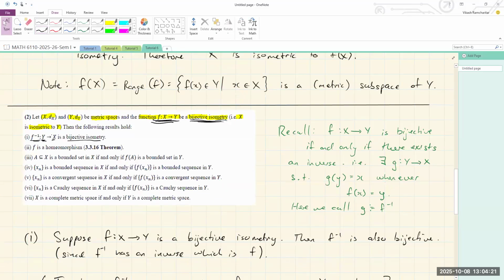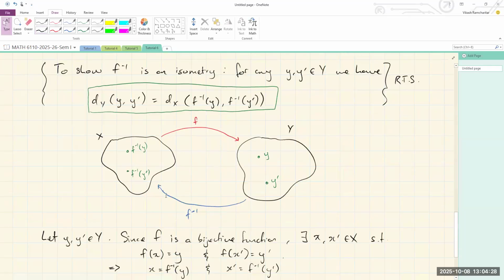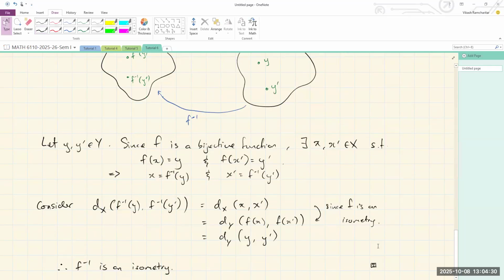Okay. The second part is f inverse is a homeomorphism. So remember what a homeomorphism was?